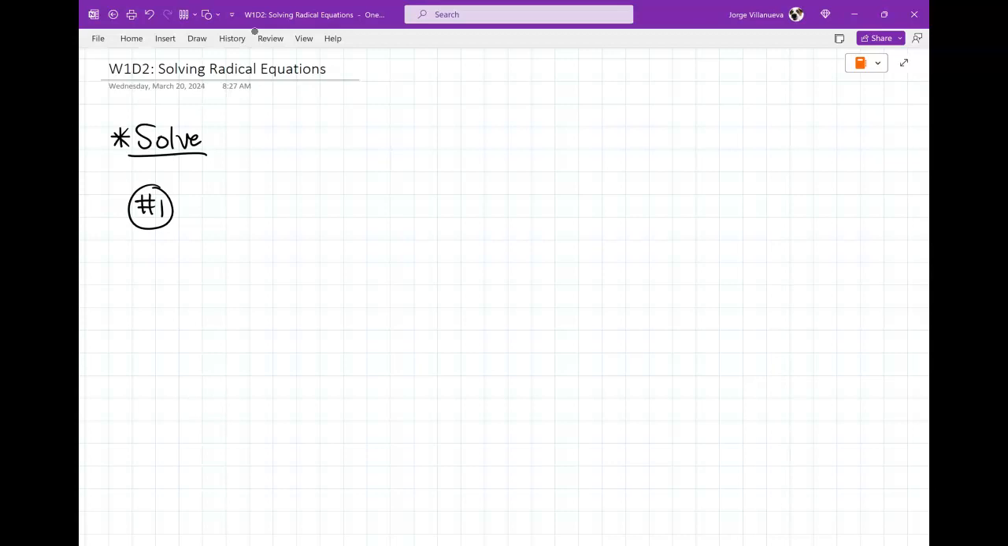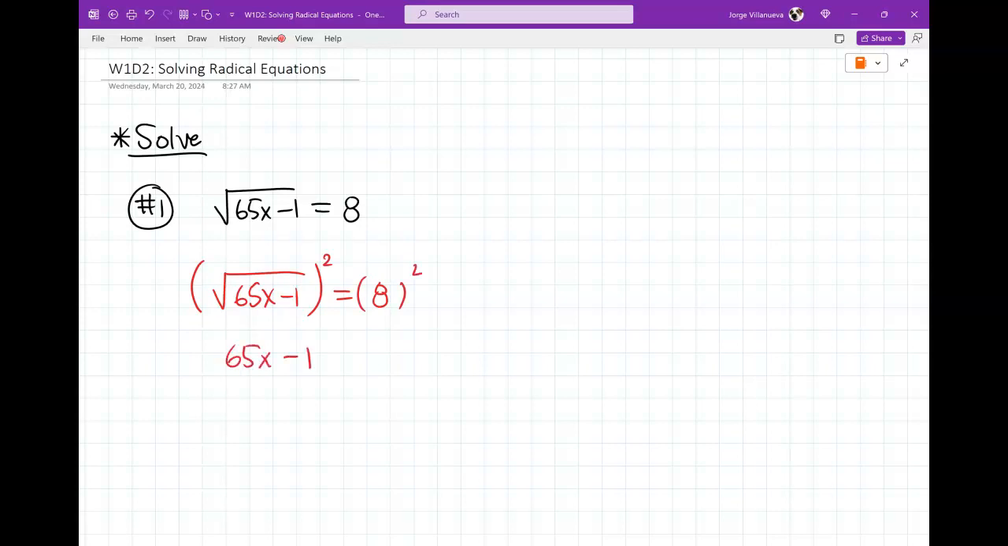So easiest one would be something like this. It's going to be the square root of 65x minus 1 equals 8. So these would be like the easiest types of problems. So remember, whenever we try to get rid of square roots, we always have to square things, right? So I'm going to square both sides. So the square root of 65x minus 1 equal to 8, I'm going to square both sides. So that's going to give me 65x minus 1 equal to 64.